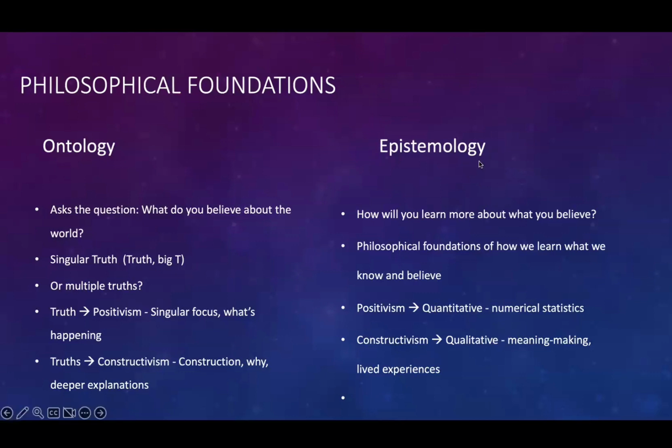That's because of this idea of epistemology. Epistemology goes off of this idea of ontology. Ontology is asking, what do you believe about it? Epistemology is, how do you learn that? How do you learn more about what you believe? And this really is the underpinning of the research method itself. Because it's asking us how we learn what we know and believe, it's connected to positivism or constructivism.